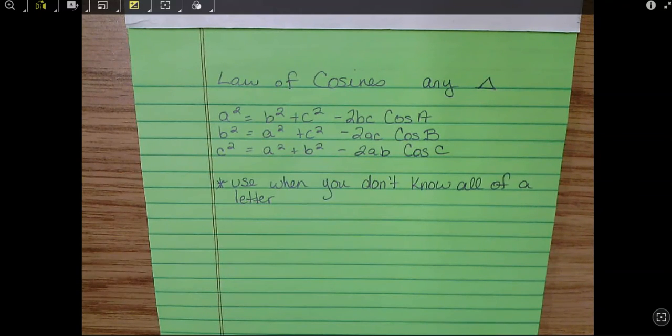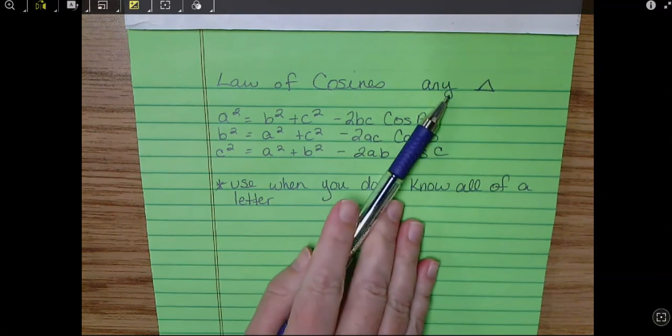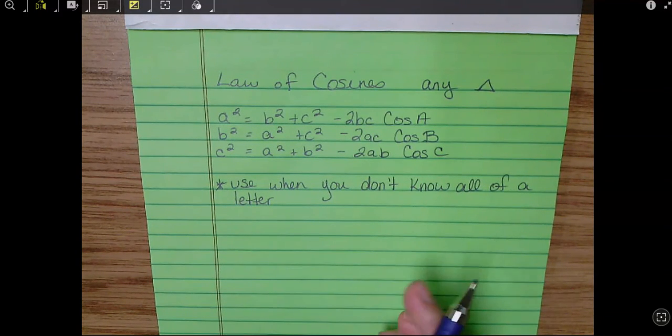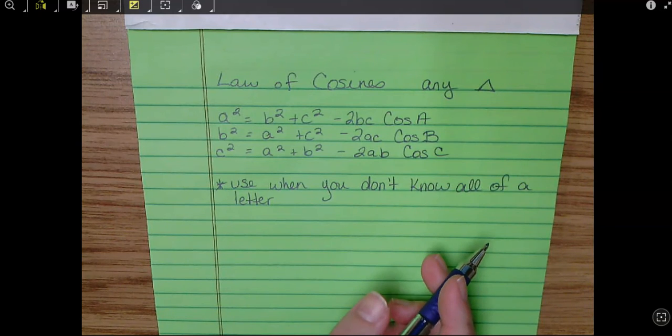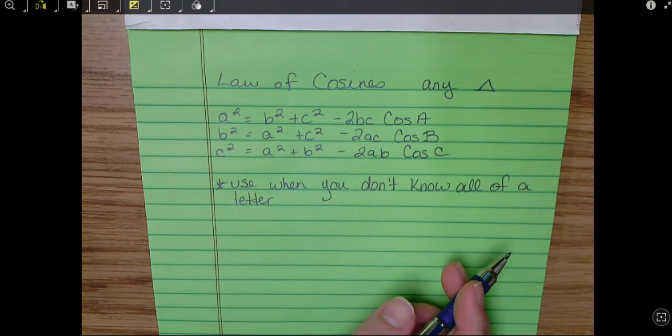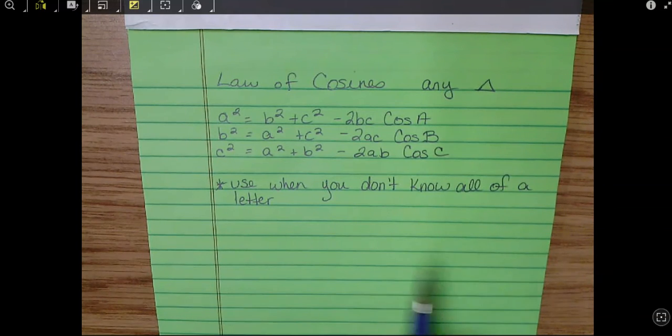Hey guys, so here we are. We're going to learn about the law of cosines. Just like the law of sines, the law of cosines works for any triangle. Now, it looks a lot nastier than it does with the law of sines. So here we go.